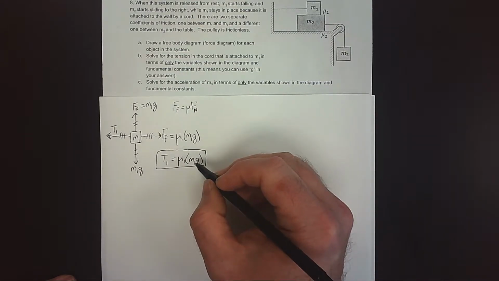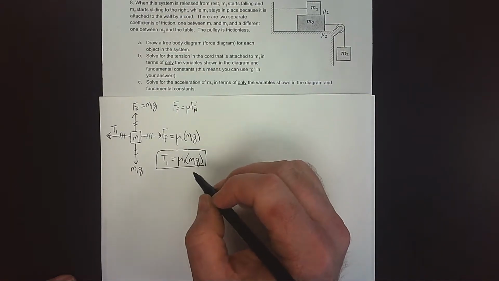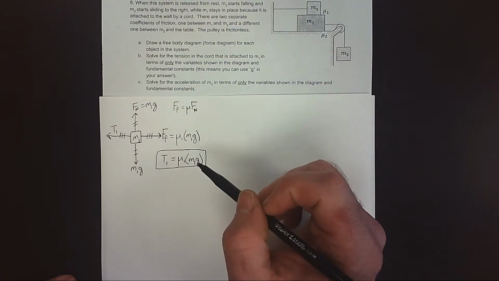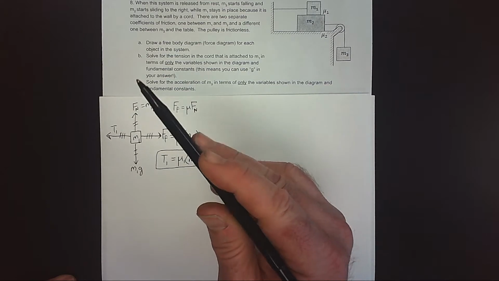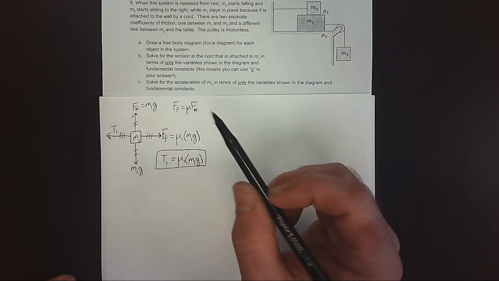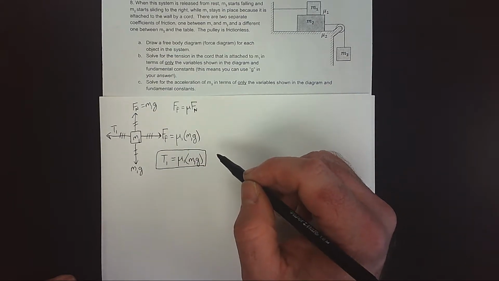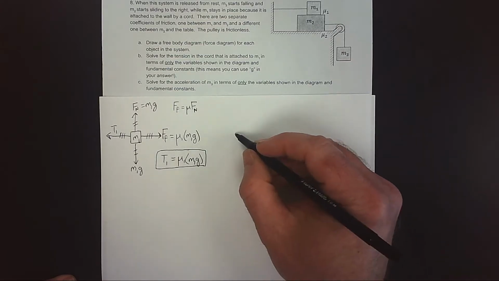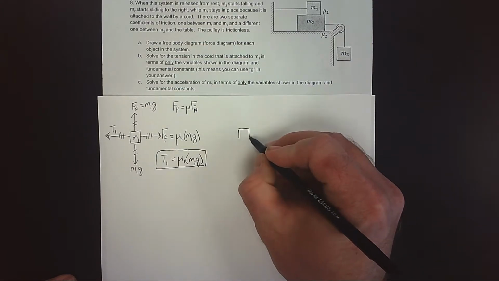We're good to go with part B. mu1, M1, and G are all allowed variables: mu1 and M1 show up in the diagram, and G is the constant that we're allowed to use. So we went ahead and answered part B. But let's do force diagrams for the rest of the system. I'm going to do the hanging block next, since it's pretty easy. We're going to do M3 over there.